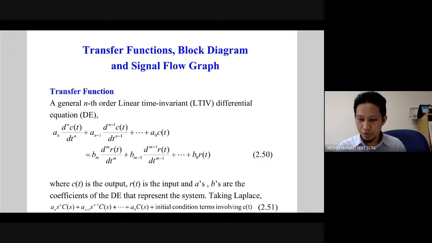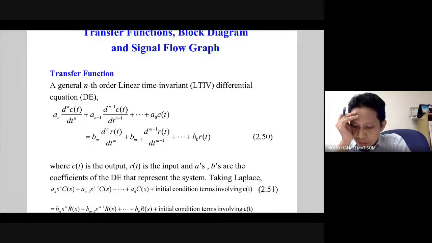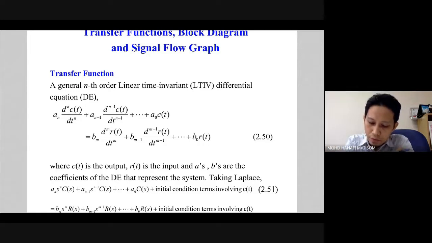Okay. We start off with a transfer function. In this case, you can see in equation 2.5 here, we have the general nth order linear time invariant (LTI) differential equation. So we have a_n d^n c(t)/dt^n plus a_(n-1) d^(n-1) c(t)/dt^(n-1), and so on and so forth.